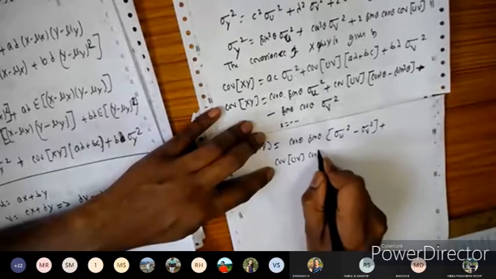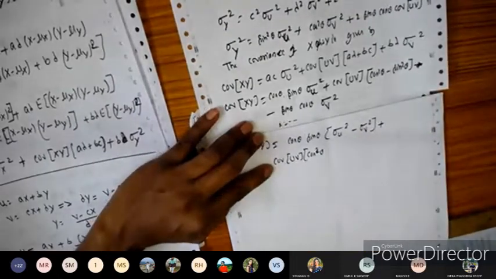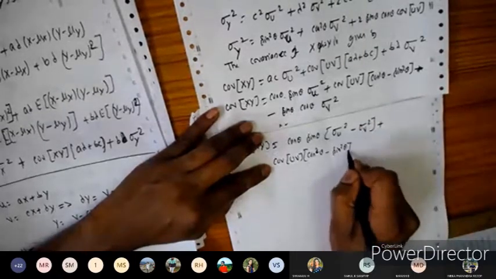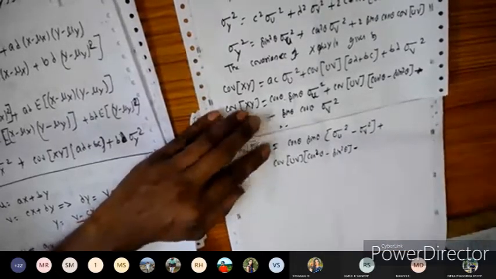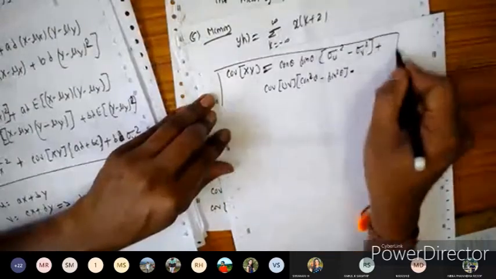into cos square theta, sorry, minus sin square theta. Okay, so this is over, and this is the covariance of the random variables x and y that we get here.